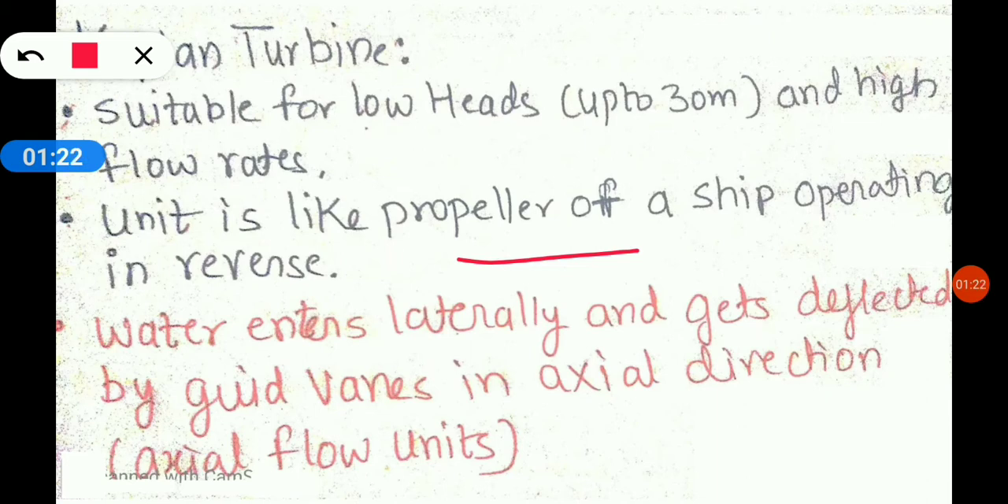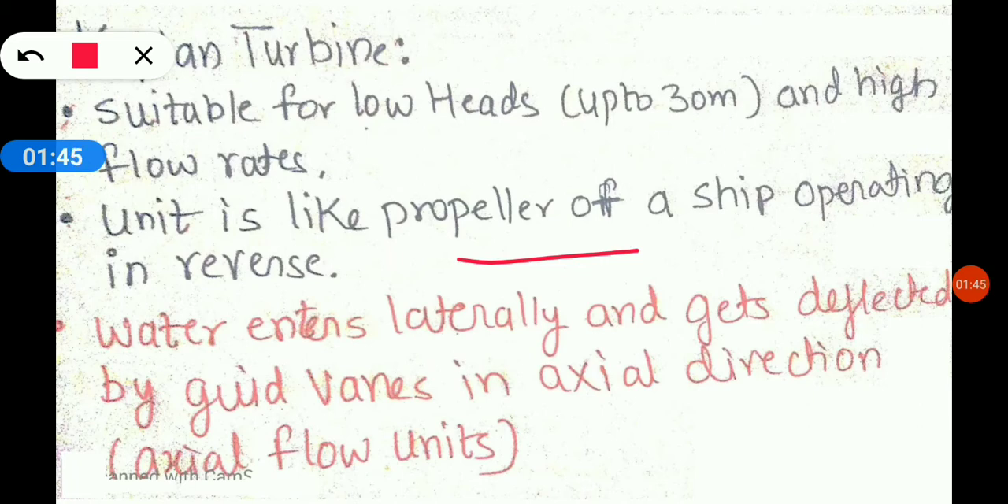So in case of Kaplan turbine, just like Francis turbine, it has also got a spiral casing, it has got a guide wheel, it has got guide vanes. In spiral casing the same thing happens which happens in the Francis turbine, the same function. In guide vanes also the same thing happens, means the regulation of flow takes place and the conversion of pressure into velocity takes place.